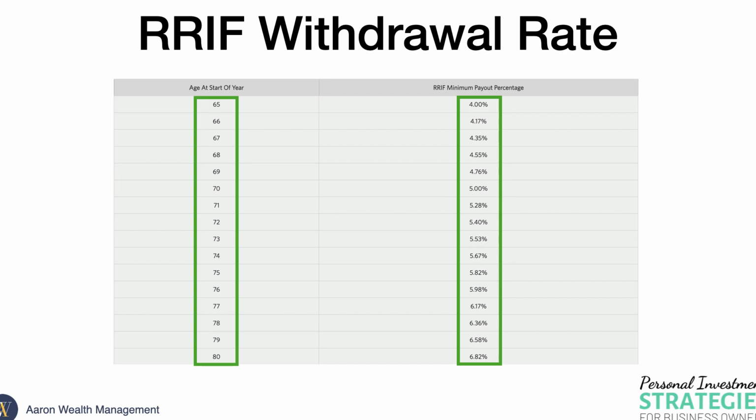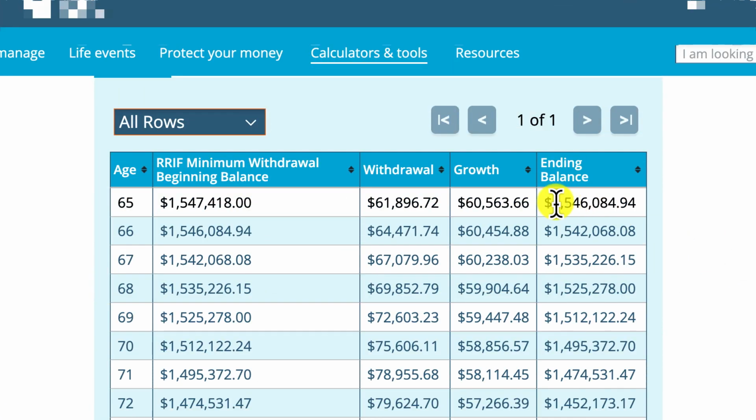So back to this website, you can see your minimum withdrawal was about $62,000, but you're getting 4% on that 1.5 million, so you made about $60,000. So you're really not digging into your own principal all that much in the beginning years because the withdrawal rate and your rate of return are pretty similar.